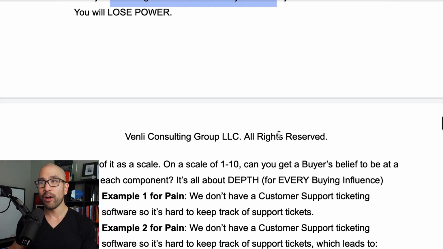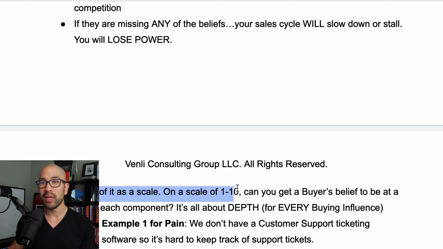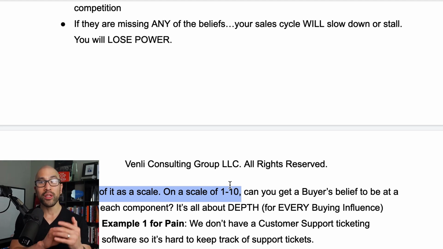Now, I also want you to think about this as well. You want to think about each of these beliefs I'm going to go through with you as a scale. Like on a scale of 1 to 10, can you get a buyer's belief to be at a level 10 for each component? And it's really about depth for every buying influence. So it's not like, hey, again, it's not like check mark, I got the P, the O, the W, the E, the R. That's not how you want to think. You want to think, how can I get myself to level 10 for every single component? The deeper, the more depth you have, the more entrenched they'll be into the belief, and the more likely they are going to be to take action.